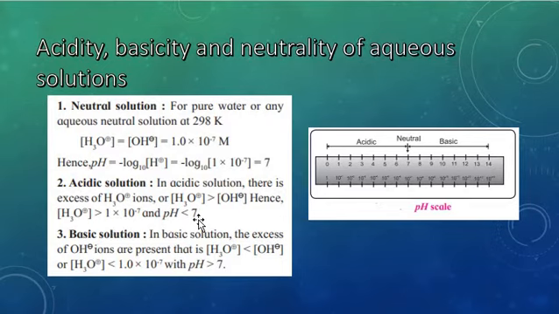Basic solutions. In basic solution, you will see the excess of hydroxyl ions. That means hydronium ion concentration is always smaller than hydroxyl ion concentration. So hydronium ion concentration is always less than 10 raised to minus 7. So their pH value will always be greater than 7. So this is all about pH and pOH.